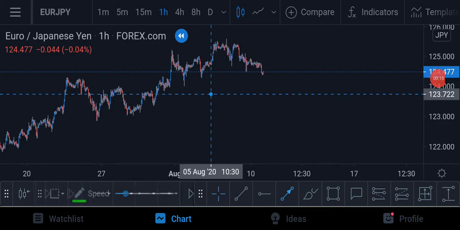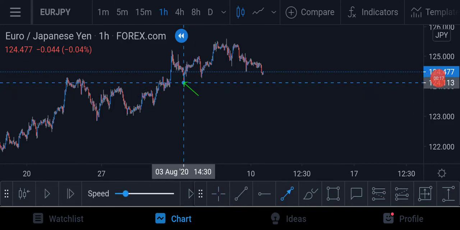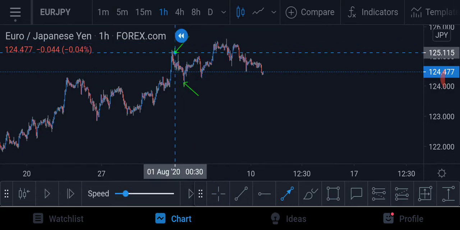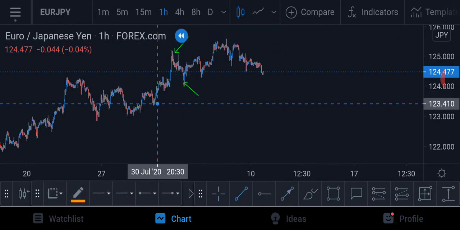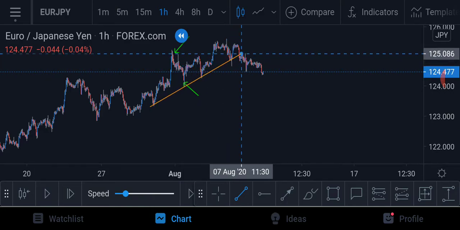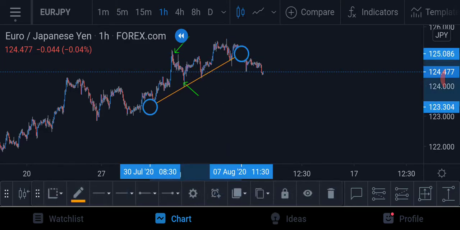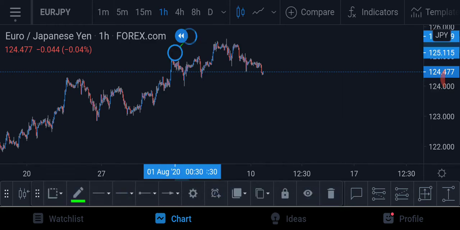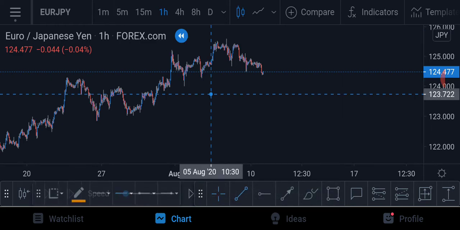Here you can see that price was making higher highs and higher lows, but after those structure highs and lows, price was declining. As you can see, price broke the trend line and went down. So now we will look at how it works or how it performs right now.